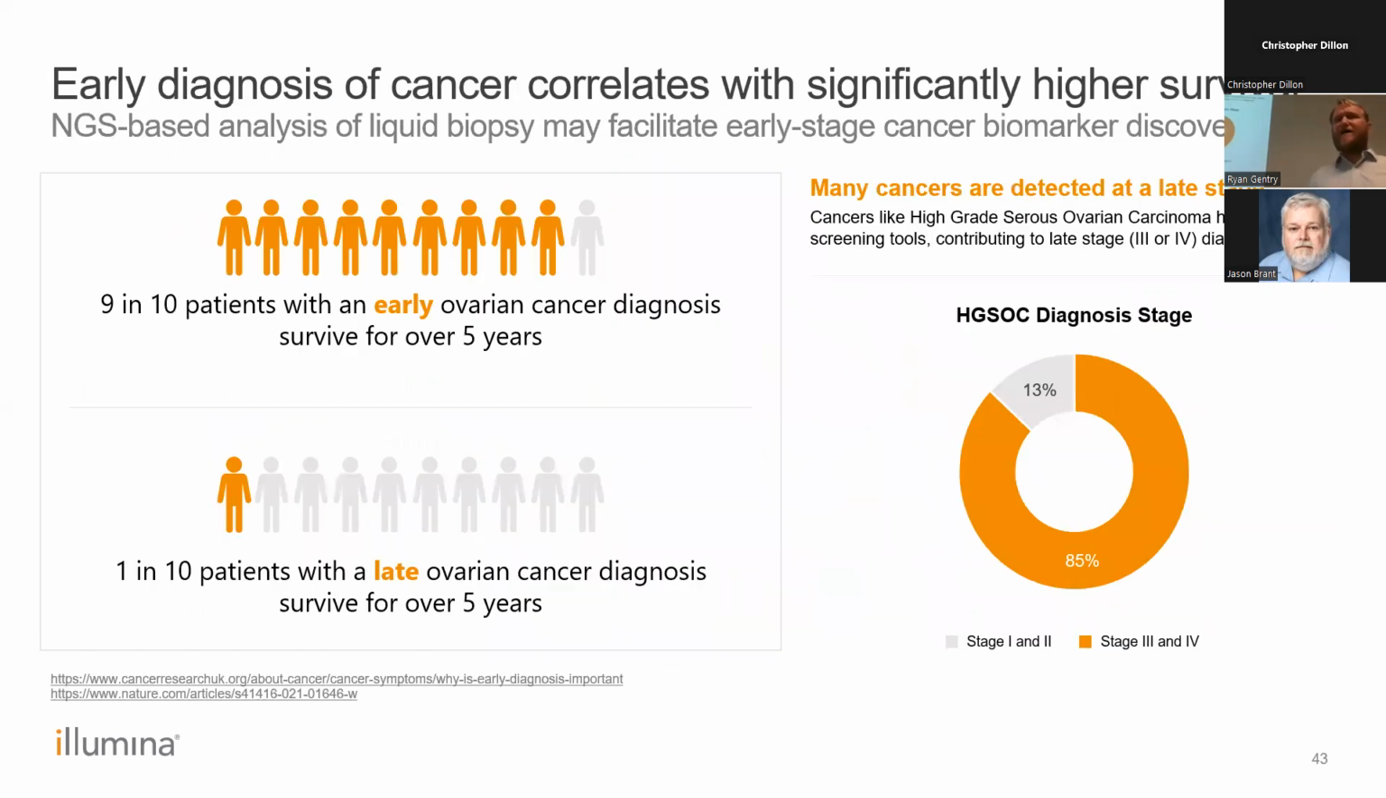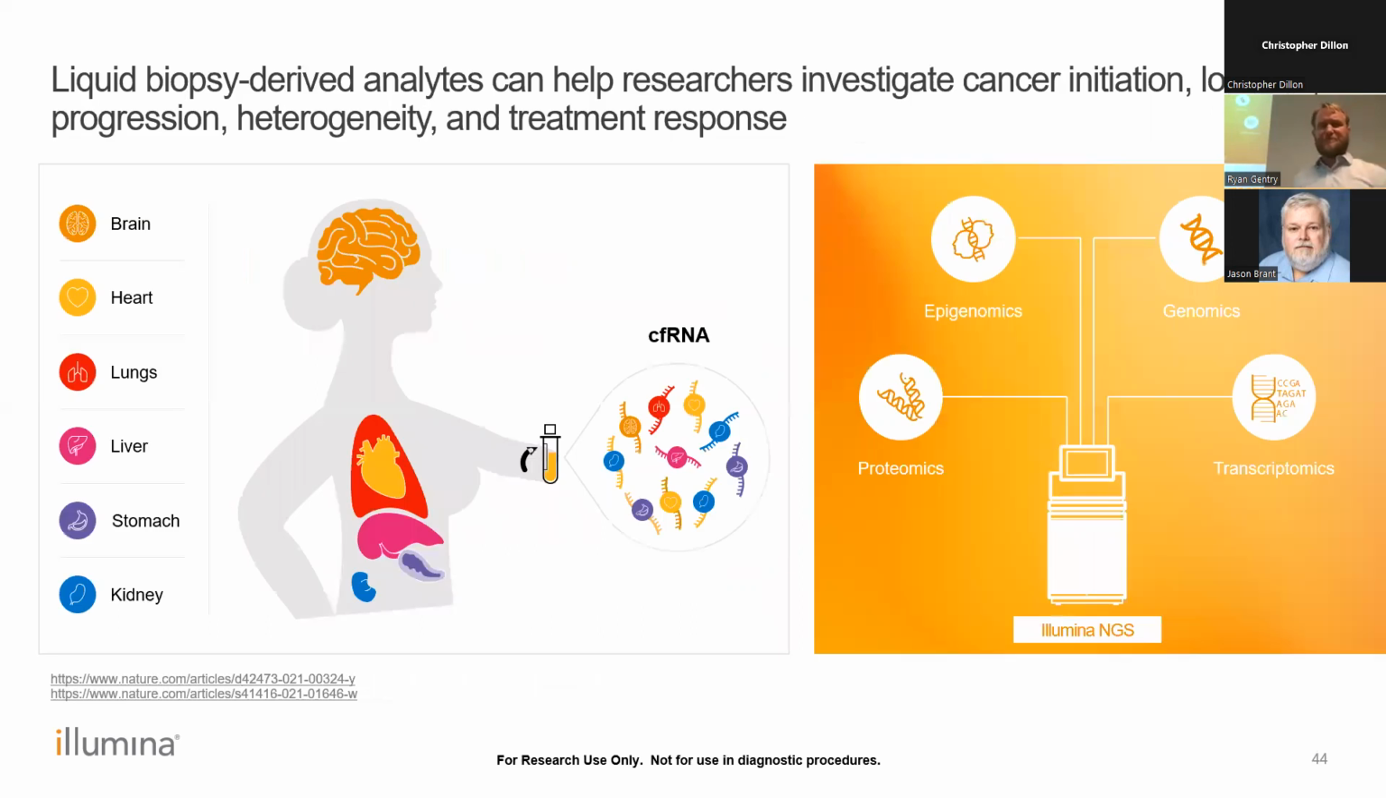And so here we see why it is important for early diagnosis. There are a lot of companies coming out there. Illumina purchased one called Grail that's looking for early diagnosis in patients with cancer. You can see there's a reason why we're trying to do this. 9 in 10 patients with early ovarian cancer diagnosis survive for over 5 years, but for those that are caught late, 1 in 10 live longer than 5 years. So it's really important to catch these tumors sooner, and liquid biopsy is one way of doing this.